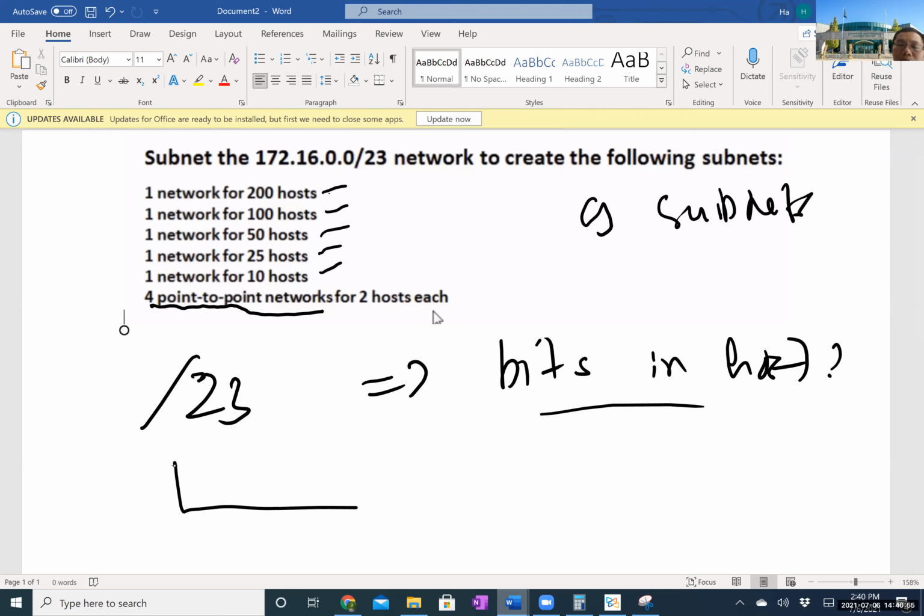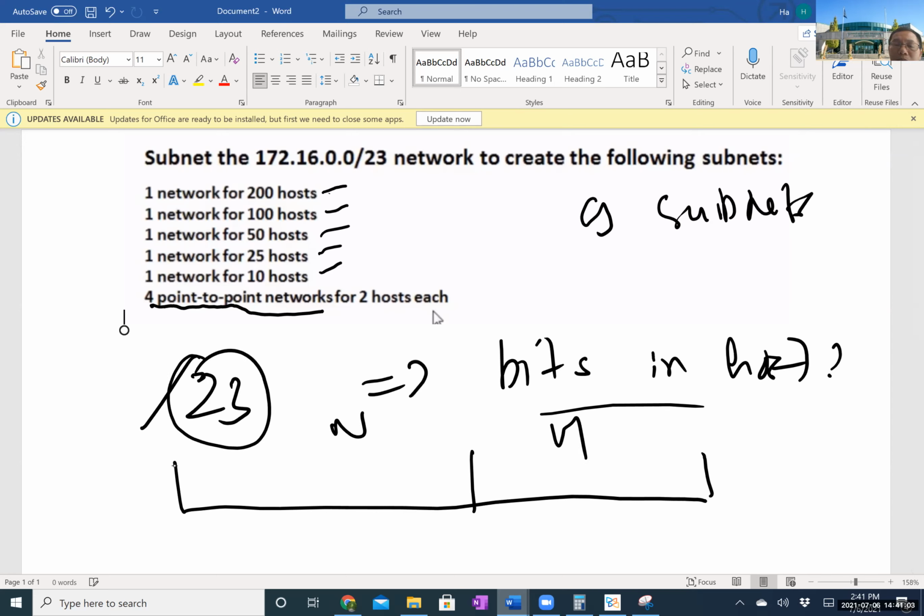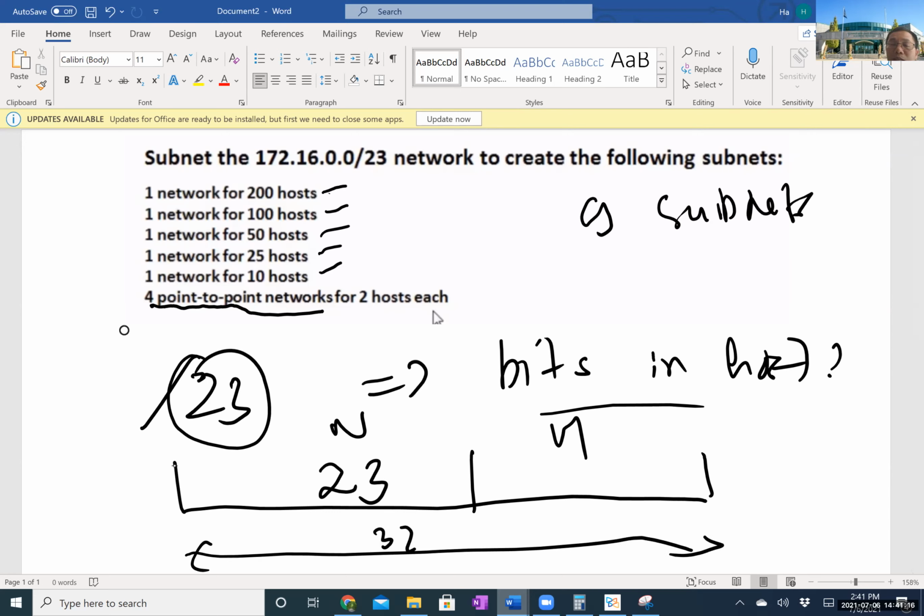Now, you know that in total you have 32 bits, and you break it down into the network portion and the host portion. You already have 23 bits in the network portion. So how many bits in the host portion do you have? We have 9. Yeah, you already have 9 now.